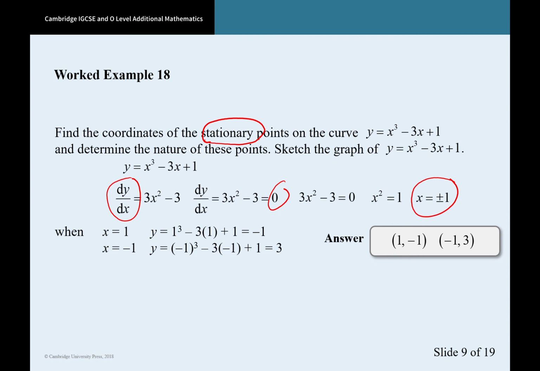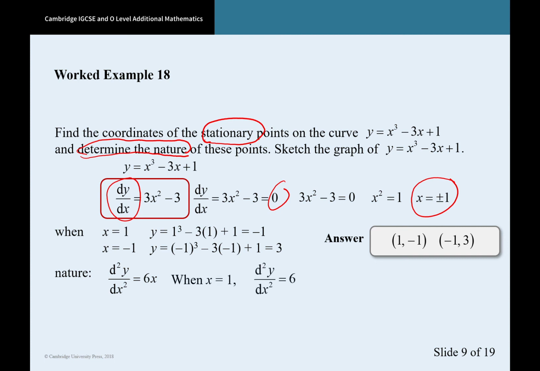And then determine the nature of this point. Determine the nature of this point means we want to determine whether the point is maximum or minimum. What you should do is differentiate for the second time. See? We got 6x and then substitute 1 and negative 1. When you substitute x equals to 1, you got positive. Positive means smile. Smile is minimum.